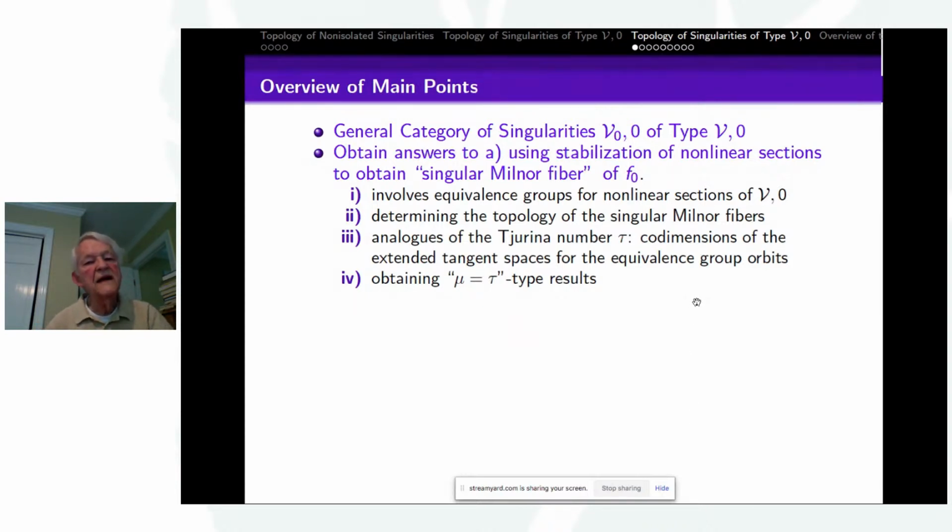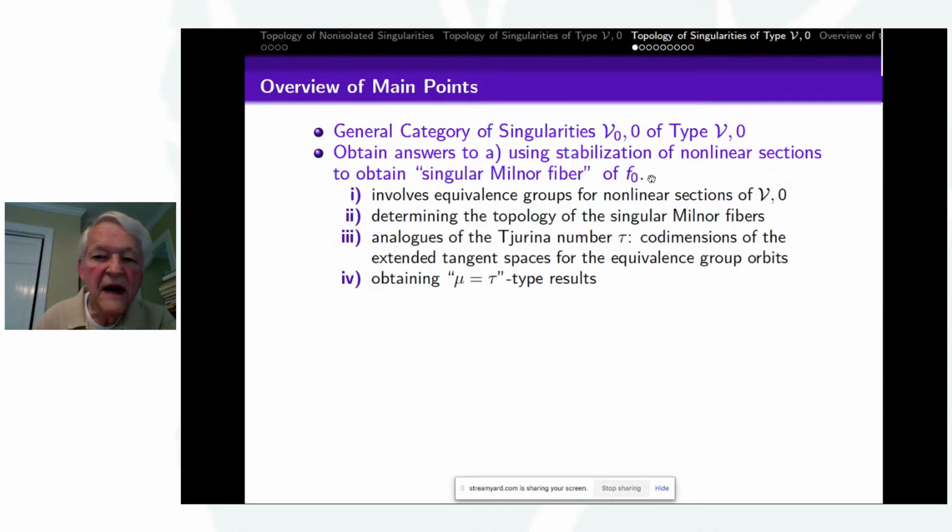We have this idea of the category of singularities of a given type, and ultimately we're going to bring in Lie group methods to work with this. So basically, for the singularities of type V, what we're going to do is use a stabilization of the non-zero nonlinear sections to obtain something that's kind of like a Milnor fiber, but it's a singular Milnor fiber.